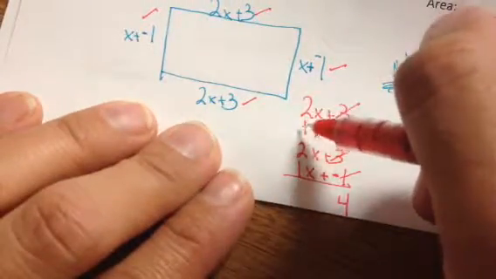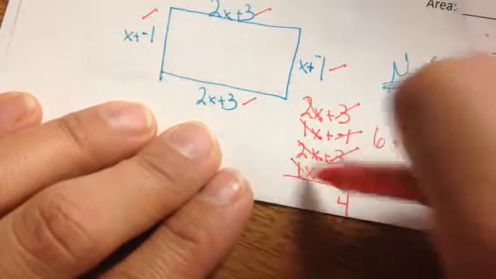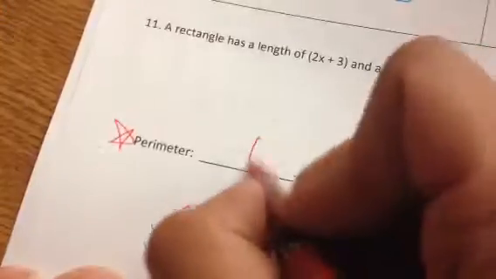Otherwise, here's 2x. That makes 3x now. 4, 5x. And 6x. So my perimeter, when I'm done, is 6x plus 4.